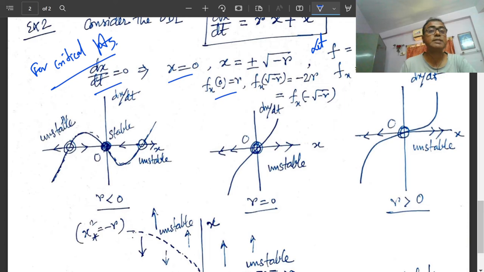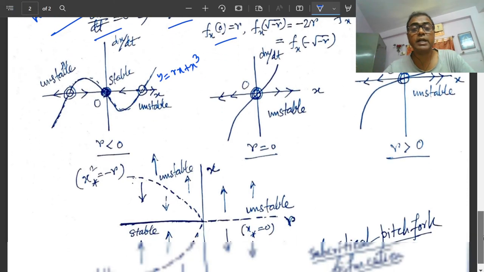This horizontal axis is x, vertical axis is dx/dt. So this graph represents y = rx + x³. When r is negative, we get three equilibria. One is stable, the origin is stable, and the other two equilibria are unstable. When r equals 0, we get only one equilibrium point, the origin, which is stable. And for r greater than 0, we get only one equilibrium point, the origin, which is also unstable.